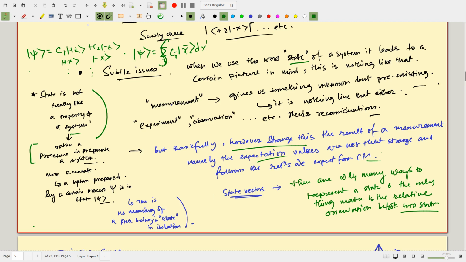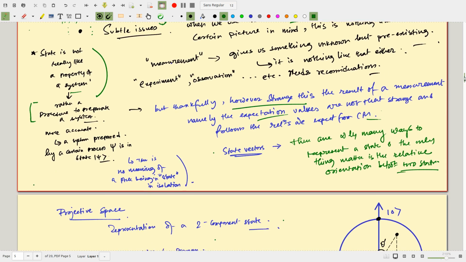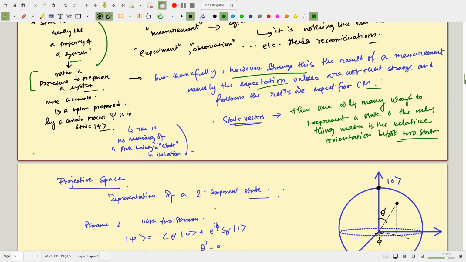Okay, this is just a repetition of the point. There are infinitely many ways to represent a state, and the only thing that matters is the relative orientation between two states. That is one point to remember. And there is no meaning of a particle being in a state in isolation unless you measure it. This word is completely meaningless, as we realize that what state you will find it in totally depends on the measurement you are doing. At the end you must remember this point: although you are using the word state, it is not a state in the classical sense, it is a prescription to predict the outcome of an experiment, that is all.